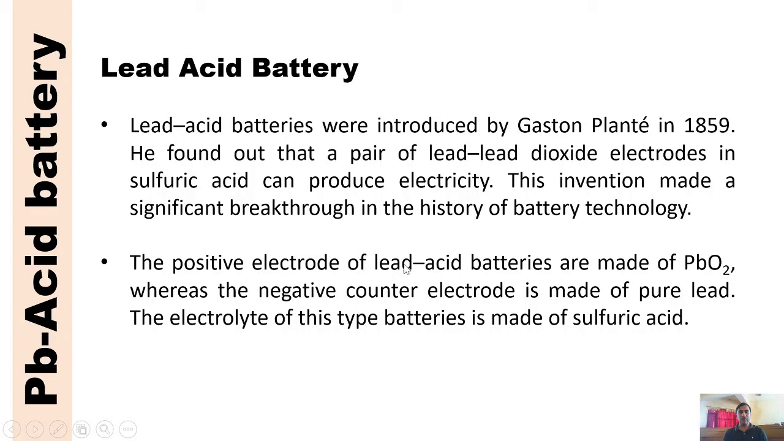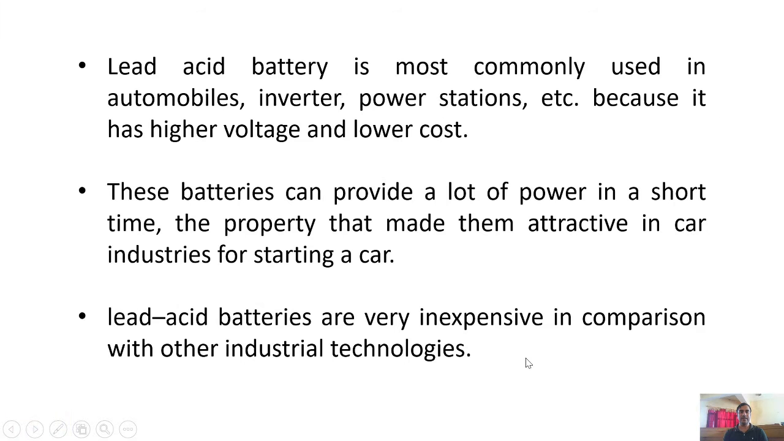The positive electrode of lead acid batteries is made of lead dioxide, whereas the negative counter electrode is made of pure lead. The electrolyte of this type of battery is made up of sulfuric acid. Lead acid battery is most commonly used in automobiles, inverter systems, and power stations because it has high voltage and is of lower cost.